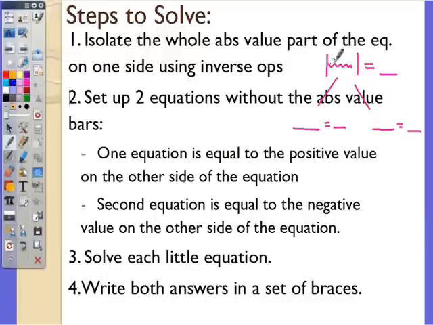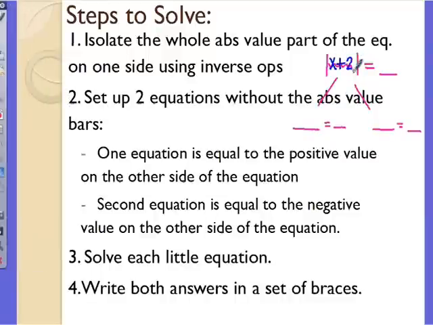Right? So if in here was x plus 2, and over here I had 10, then my 2 equations would be x plus 2 equals positive 10, and x plus 2 equals negative 10. Okay. We solve each little equation, same way we always would, and then you write both answers in a set of braces.